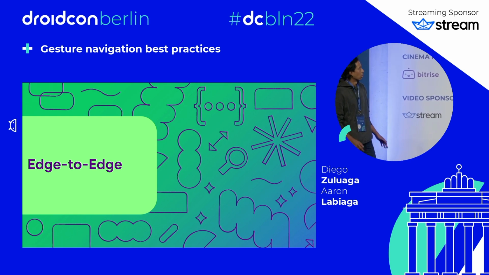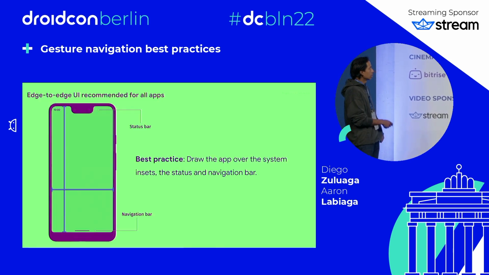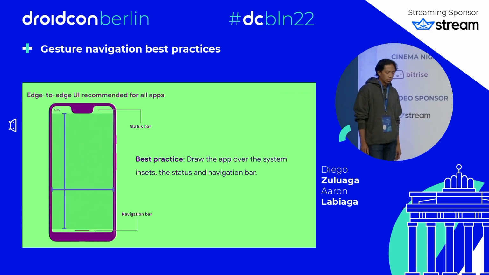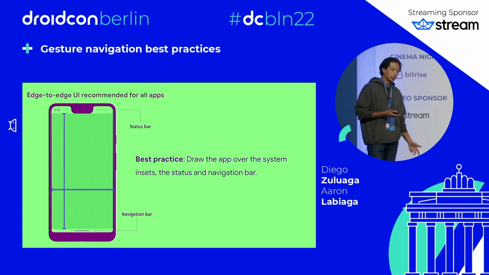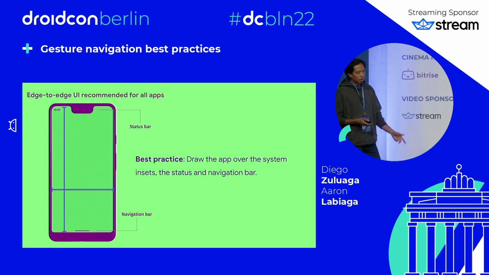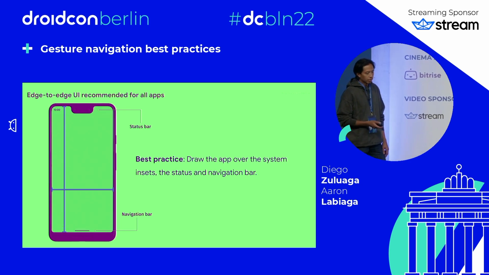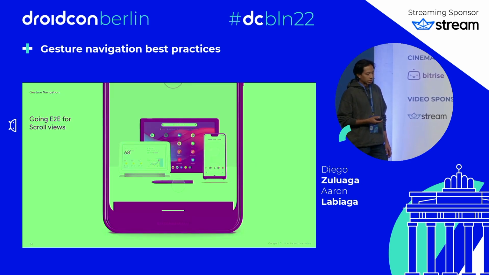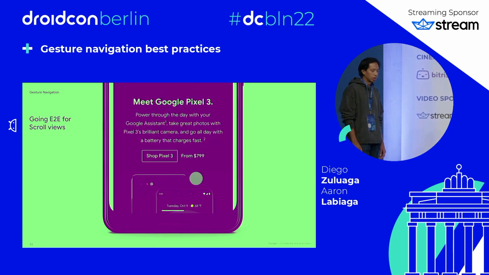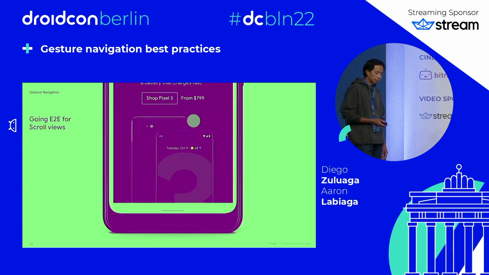So the first set of APIs I want to talk about is edge-to-edge and configuring your app so that it's drawn edge-to-edge. For those who are not familiar, edge-to-edge is when you lay out your app so that it's drawn over the confines of the system or window insets. So that is the status bar and the navigation bar. As you can see here, it's visually more appealing. Here's an example of the navigation bar at the bottom adjusting to the background contents of the page.